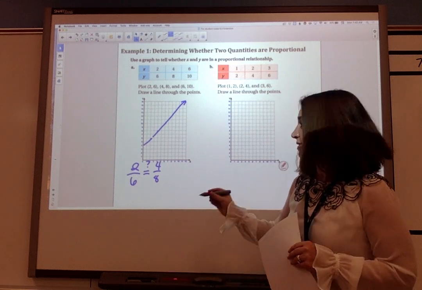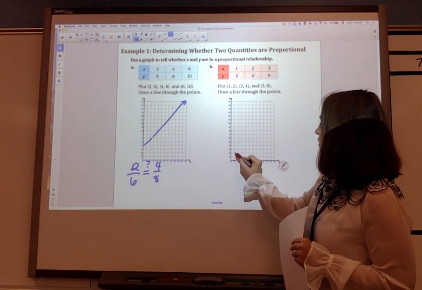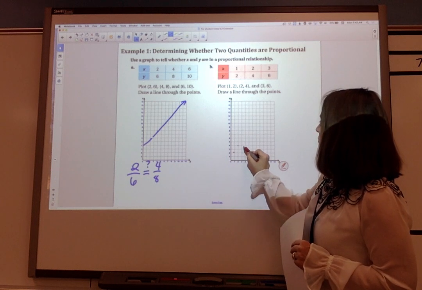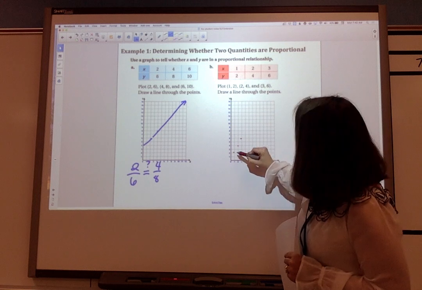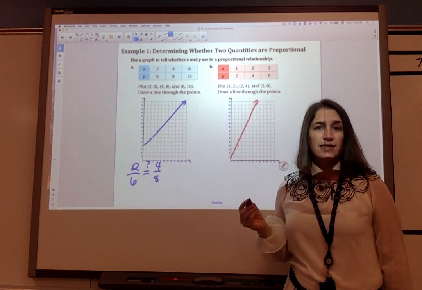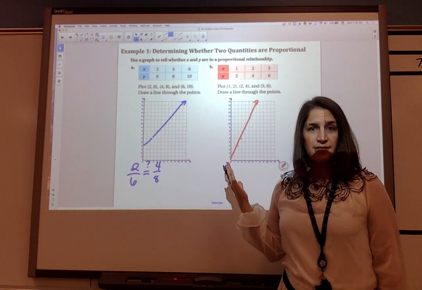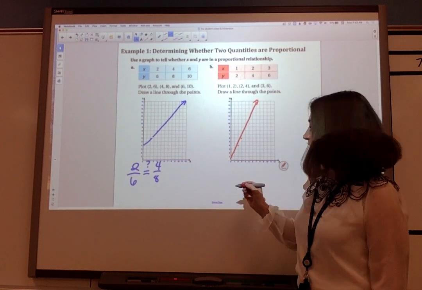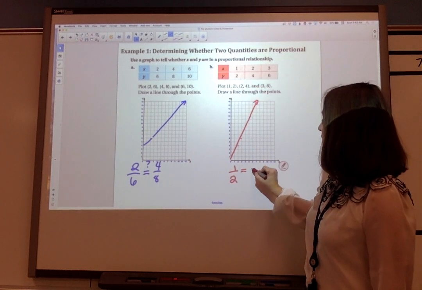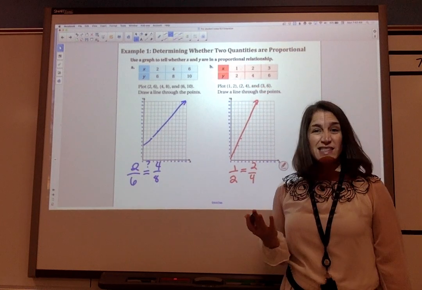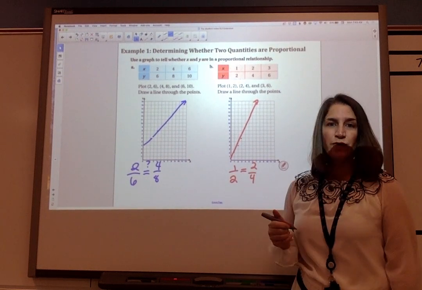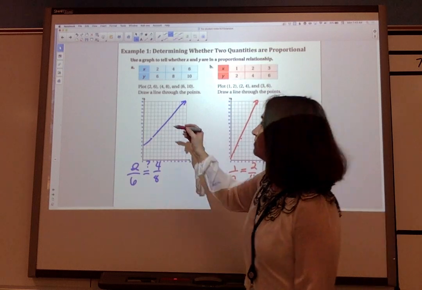Let's look at the second example. In this case, when x is 1, y is 2. When x is 2, y is 4. When x is 3, y is 6. Now, we have a straight line, and it also passes through the origin. So this second situation does represent a proportional relationship. We can also compare some points. 1/2 equals 2/4. We can see by comparing those points that this is a proportional relationship because 2/4 simplifies to 1/2.